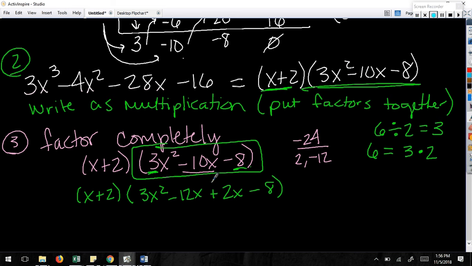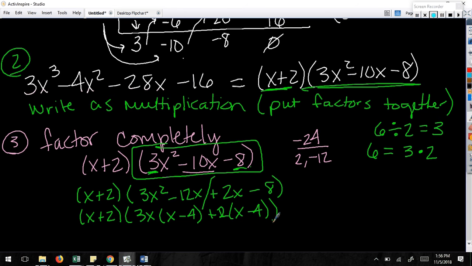All right, let's slash it. What can you take out of the first two? 3x. What's left? x minus 4. Minus 4. I'm done. No, you're not. Take the middle sign. What can you take out of the second two? What's left?